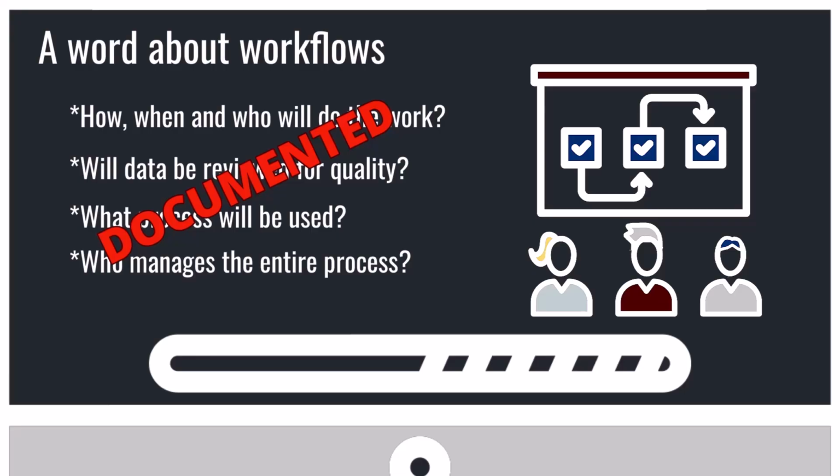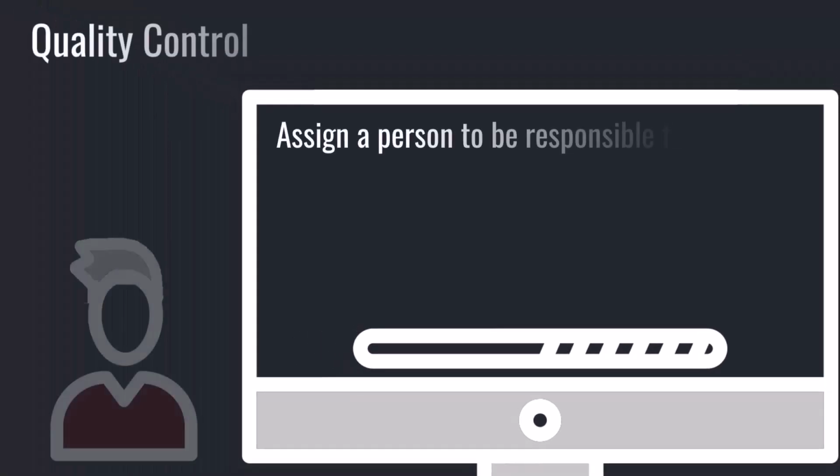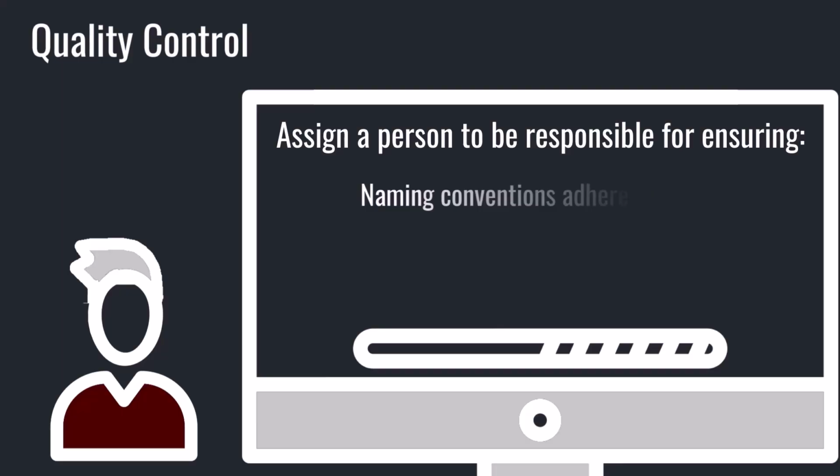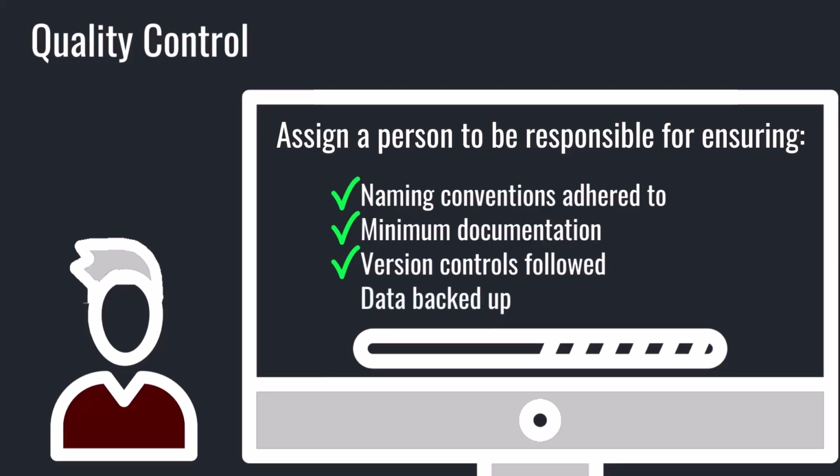This would most easily be described as making sure things don't fall through the cracks. That is why it is important to assign one person to be responsible for ensuring that any naming conventions that have been established for files or variables are being adhered to, that some minimum level of documentation is being recorded, that version controls are being followed, and of course, that data is always being backed up. If that one person is you, try creating a schedule or checklist of when you should perform these quality control tasks.